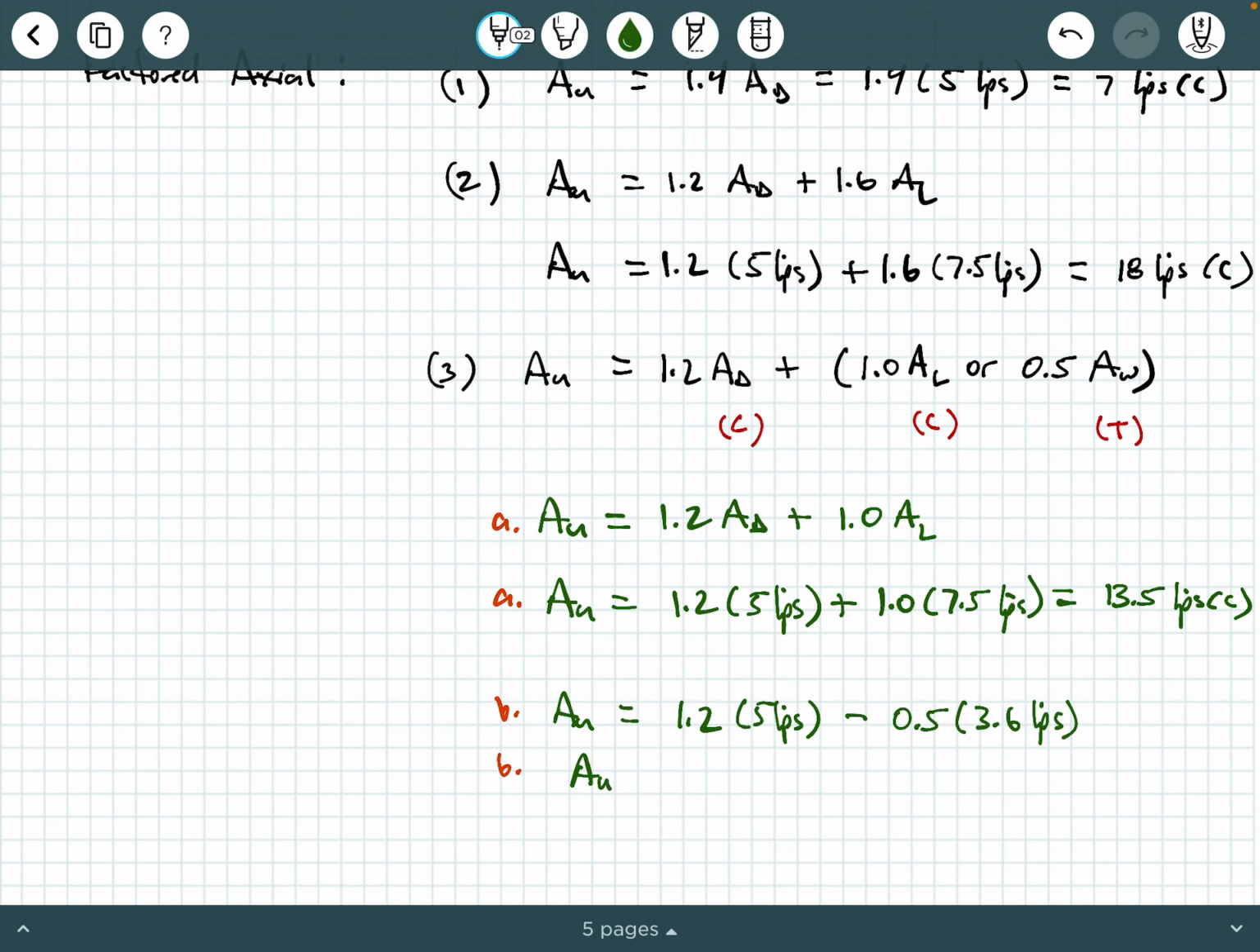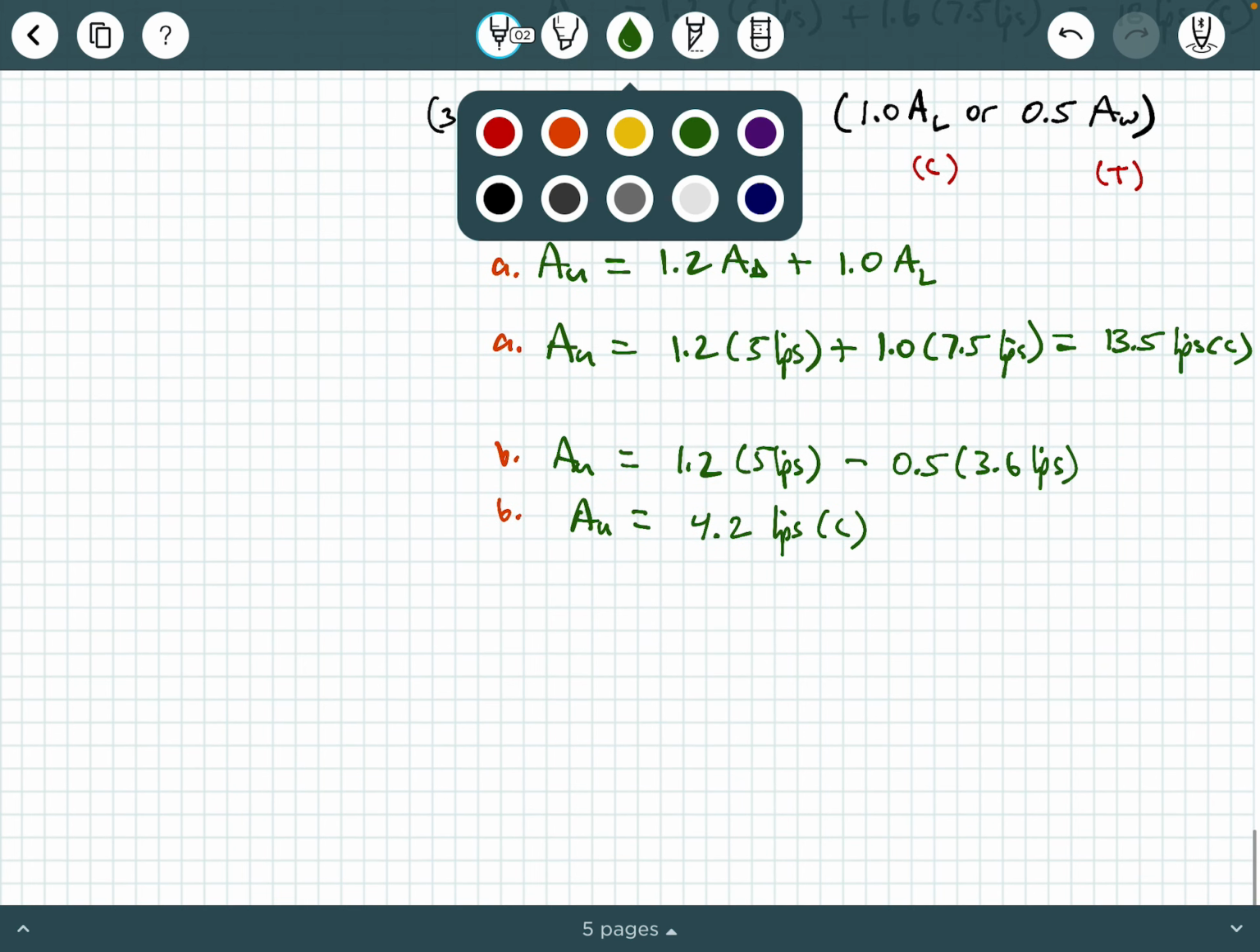And so when we do that, we'll have 1.2 times 5 minus 0.5 times 3.6. So I get 4.2 kips still in compression, because this compressive effect is overwhelming the tensile effect. So it's still in compression. In either case, combo 3 is not going to govern, of course, because if you just look at combo 2, that was 18 kips in compression. So right now, that's the one that's governing in terms of a compressive effect.